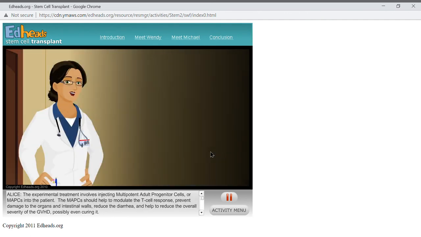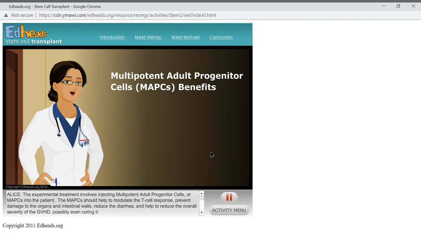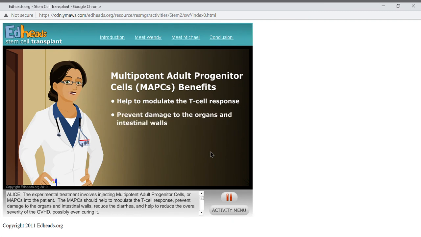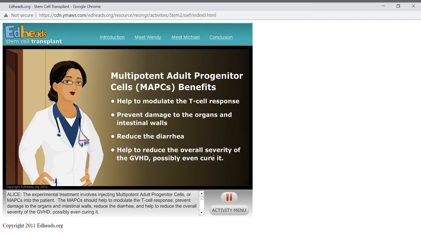The experimental treatment involves injecting multipotent adult progenitor cells, or MAPCs, into the patient. The MAPCs should help to modulate the T-cell response, prevent damage to the organs and intestinal walls, reduce the diarrhea, and help to reduce the overall severity of the GVHD, possibly even curing it.